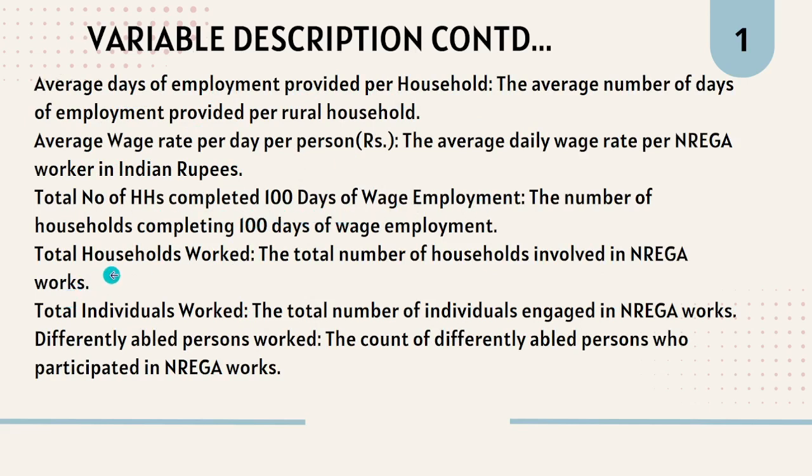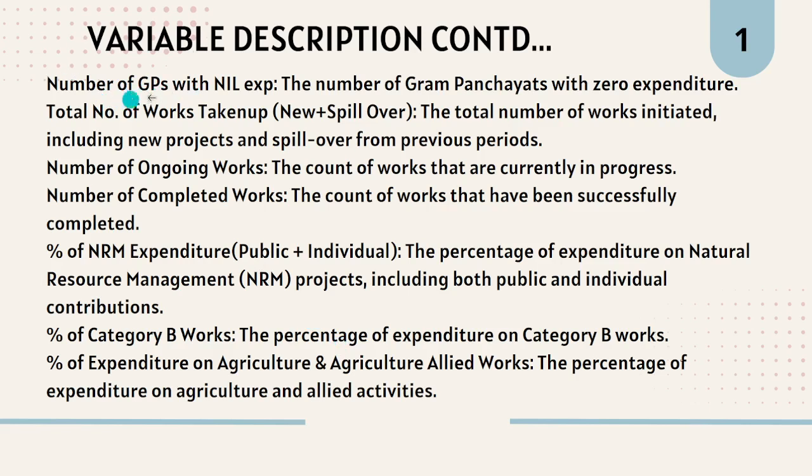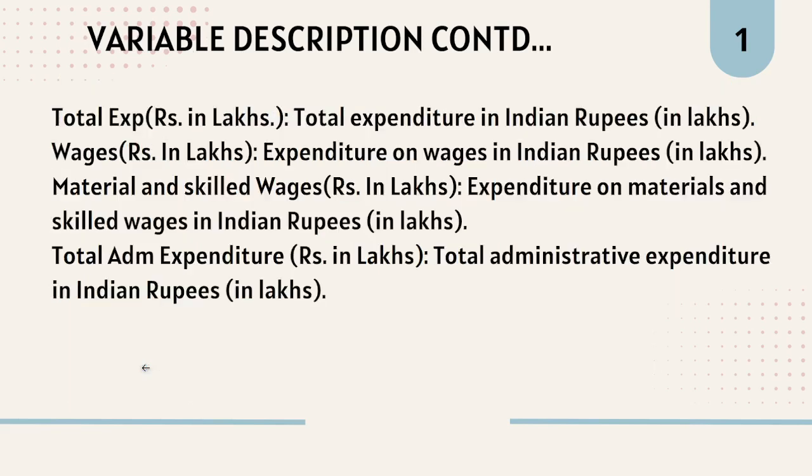differently able persons work, number of GPs with nil expenditure, total number of works taken up, number of ongoing works, percentage of NRM expenditure, percentage of category B works, percentage of expenditure on agriculture and agriculture-allied works, total expenditure, wages, material and skilled wages, total administrative expenditure in lakhs. These are the variables we have.